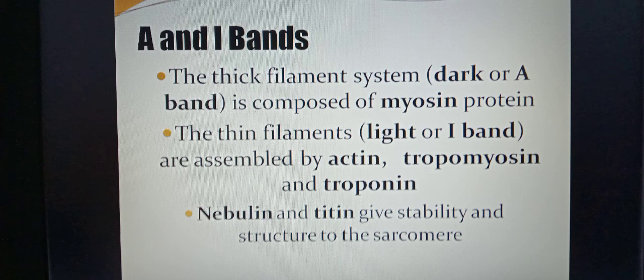The thick filament system, or the dark or A band, is composed of myosin protein. Myosin is a kind of protein. And then the thin filaments, which would be the light or I band, are assembled by actin, tropomyosin, and troponin. What are these actin, tropomyosin, and troponin? They're the same as myosin. They're made up of proteins, the proteins of our muscles, while nebulin and titin give stability and structure to the sarcomere.